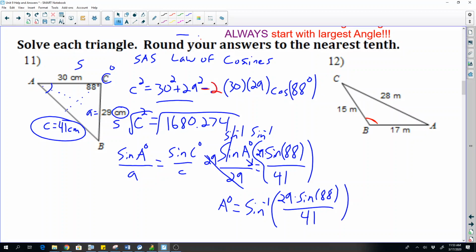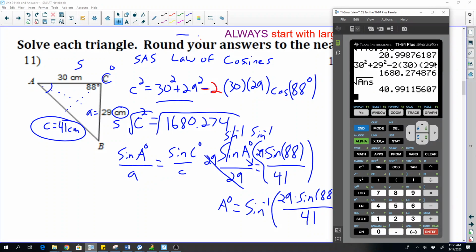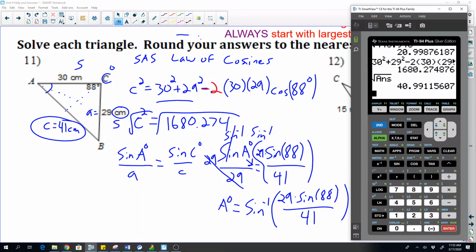And now that'll give us angle A. So we'll just plug that into our calculator now. So let's go ahead and do inverse sine 29 sine 88, divided by 41.